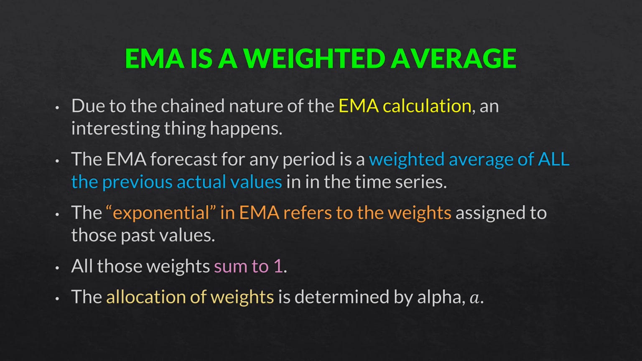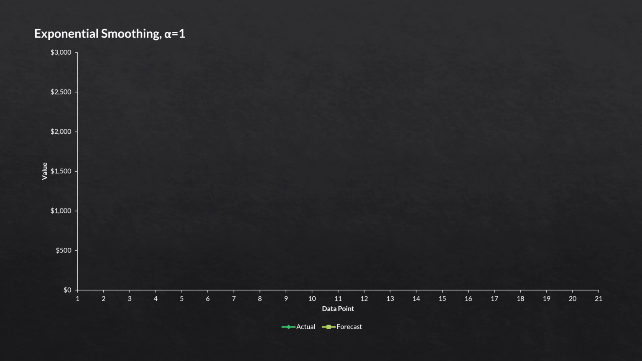And therefore what happens is that the EMA ends up being a weighted average of all the previous actual values. Now that we have the concepts down, let's get to the visual part of this video. So over the next several slides, here is what I'm going to do. I'm going to create exponential moving average forecasts with different levels for alpha, and I will morph the slides one to the other so you can see the change that's happening. Let's start here. Alpha equals 1.